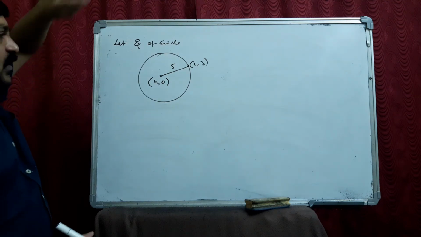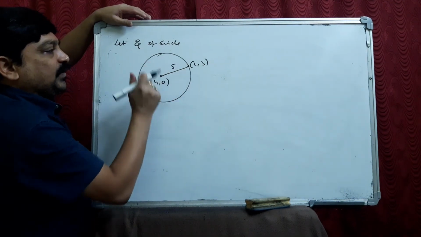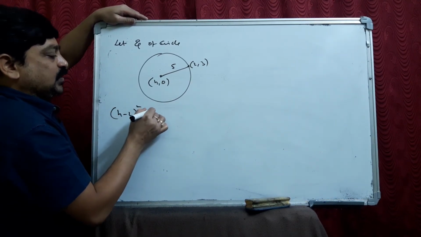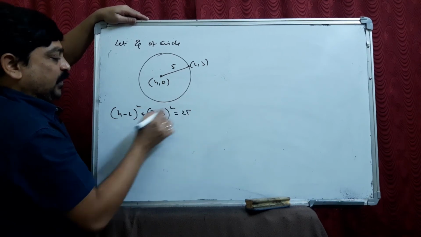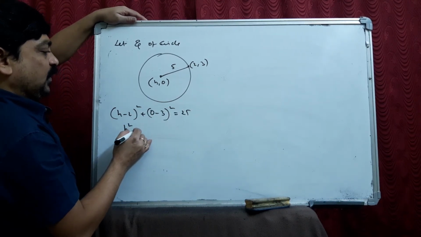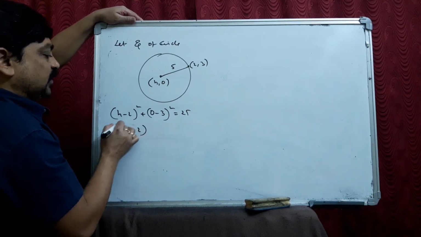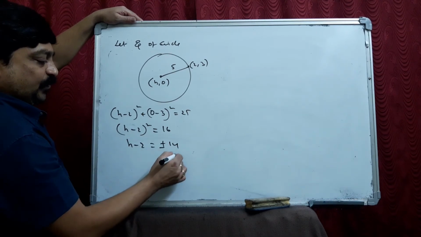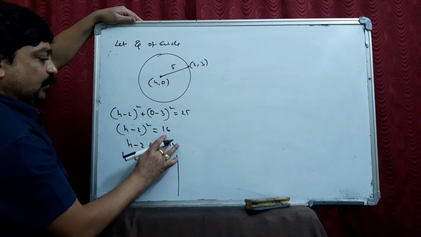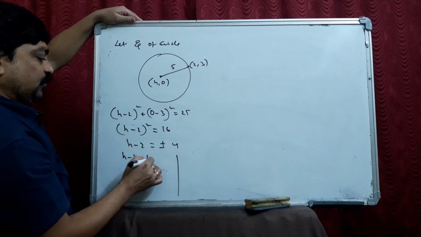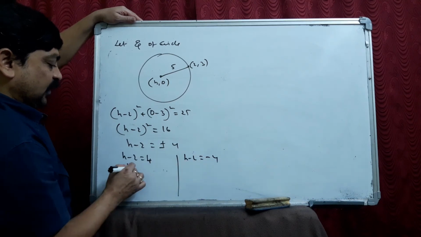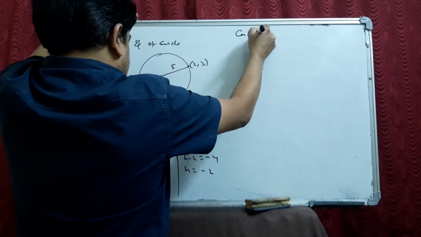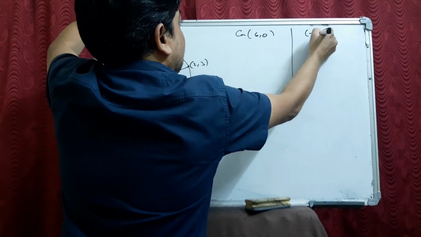So let us find out h first. The distance from the center to the point is 5, because the circle is passing through the point. So h minus 2 whole square plus 0 minus 3 whole square is equal to 25. So h minus 2 whole square is 25 minus 9, 16. h minus 2 is plus or minus 4. You have to take it in two cases: h minus 2 equal to 4, h minus 2 equal to minus 4. h equal to 6, h equal to minus 2. So the center will be (6, 0) or (minus 2, 0).